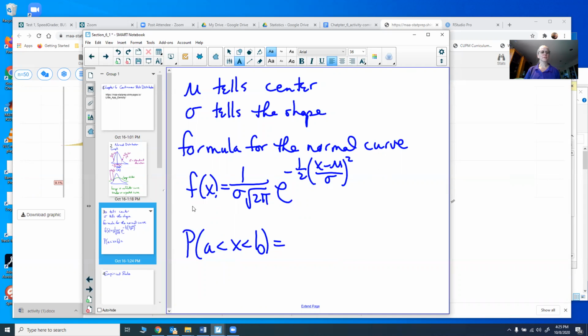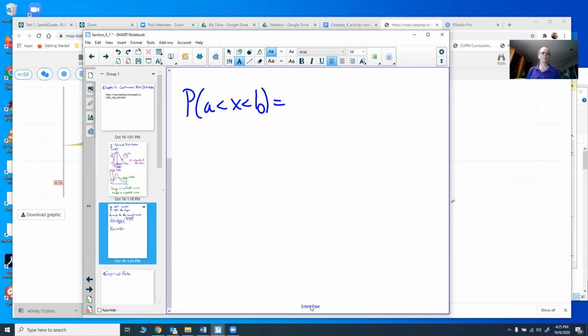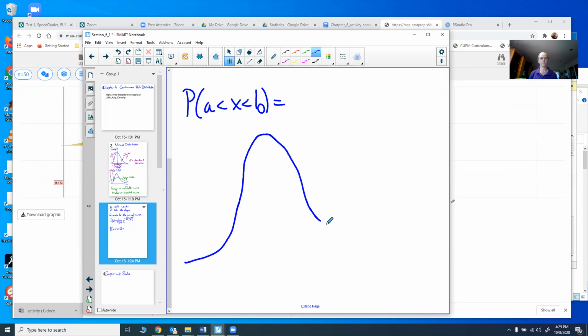There's a formula that actually created that curve we saw on the other page. Don't worry about that formula. You're never going to use it, but it's there if you want to see it. More importantly, how do we find probabilities? I want to find the probability of x being between two values, where x is my random variable. So I can look at my normal distribution. Here's my normal distribution. Again, the center is my mean.